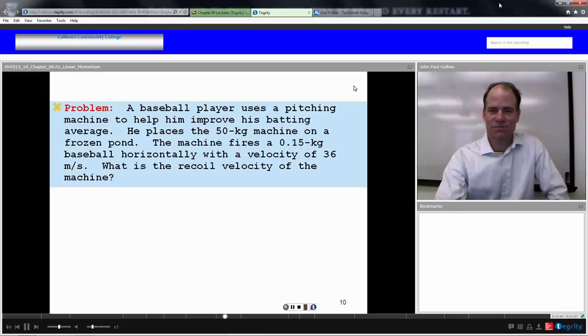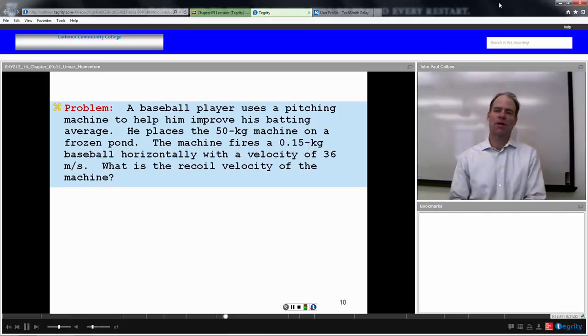Let's try it out. A baseball player uses a pitching machine to help him improve his batting average. He places the 50-kilogram machine on a frozen pond.